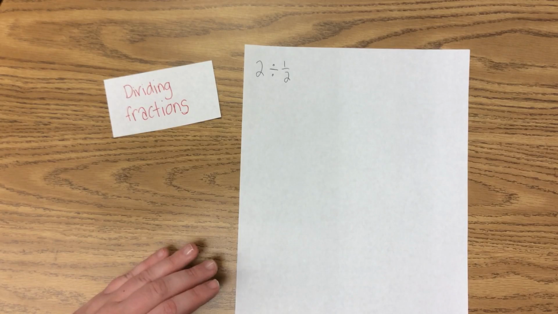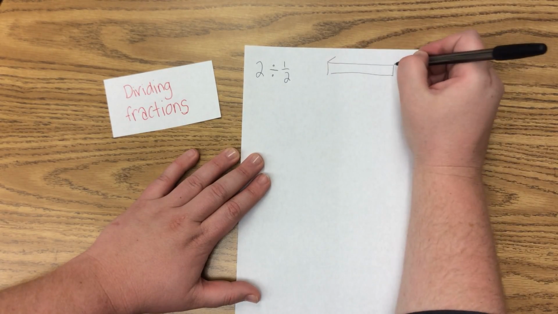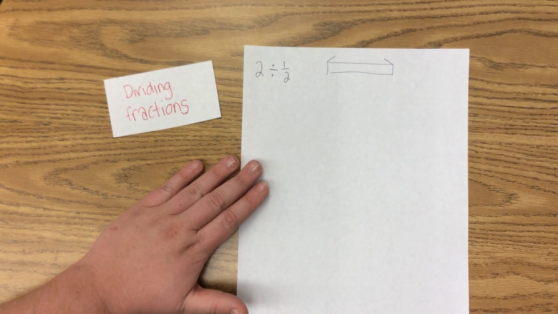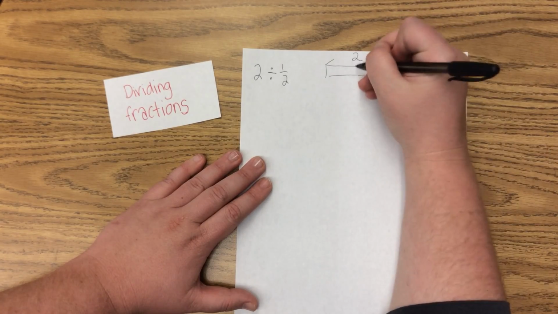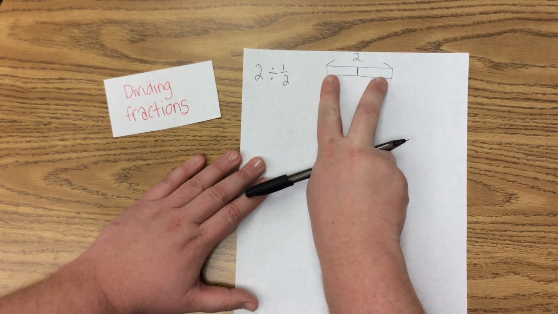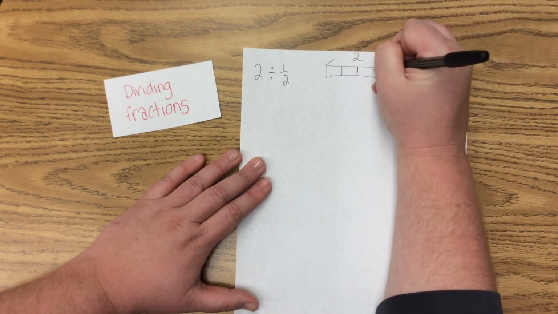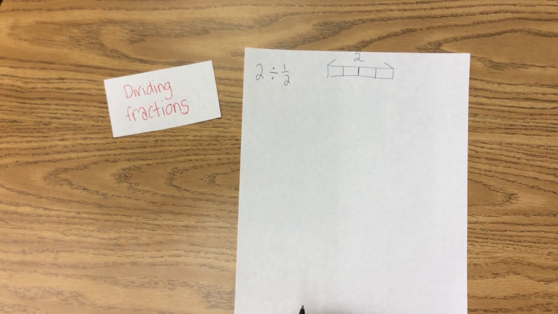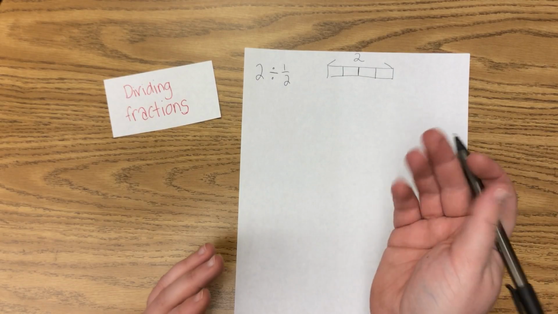Okay, 2 divided by 1/2. If we wanted to draw that on a tape diagram, which is how we first learned how to do this, we're going to say that if my whole tape diagram is worth 2, that means each of these is worth 1. And I'm dividing each of those 1 by 1/2. Okay, so we learned that you can set up your tape diagram. That's awesome.